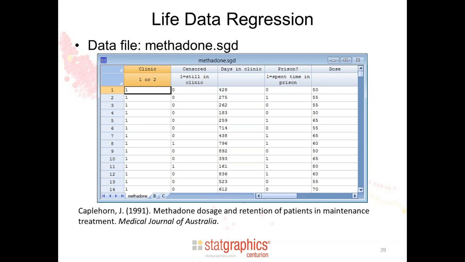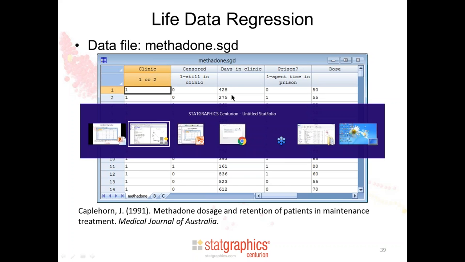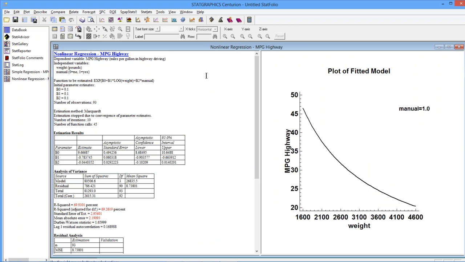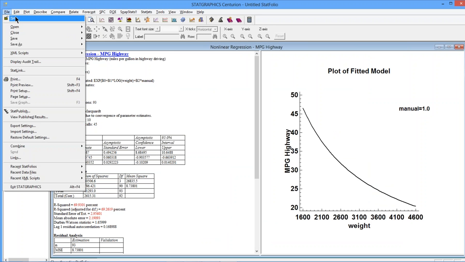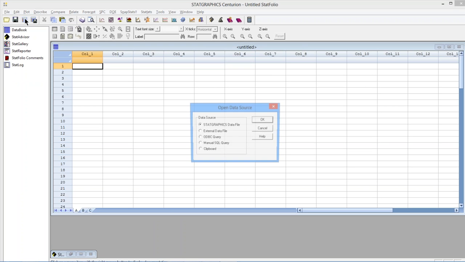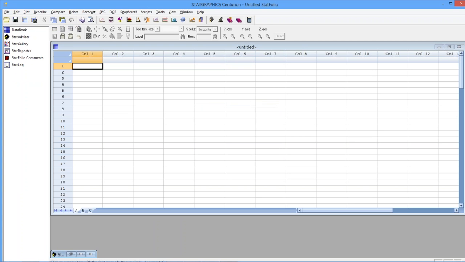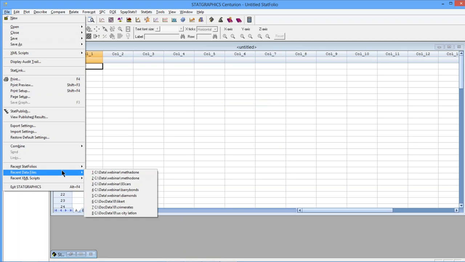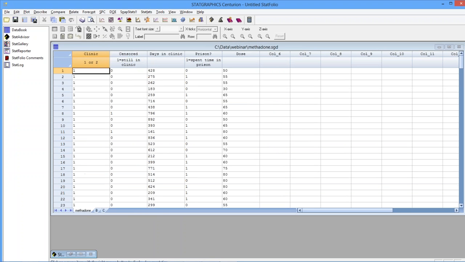Okay, I'd like to fit a life data regression model now. So let's go over to Statgraphics. Let's close this particular data file and open up a data set. Oh, I think I have it on my list of recent data files called methadone. And here it is, there are five columns.